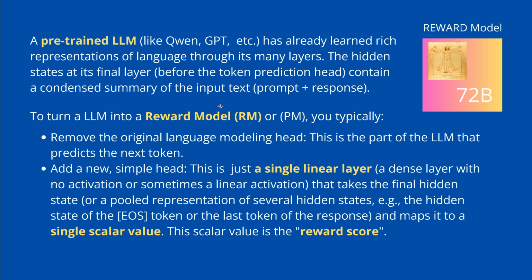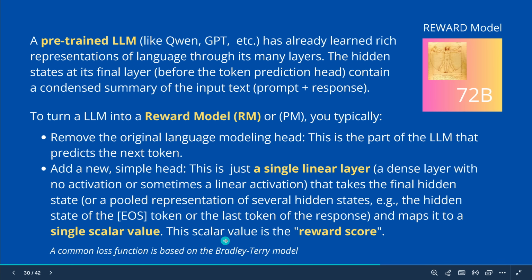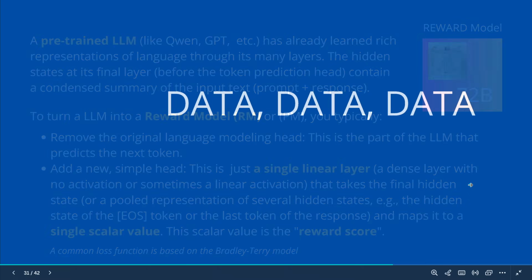It's so simple. You just remove the original language modeling head, the part of the LLM that predicts the next token. And at the end, you simply add a simple head, just a single linear layer, no activation, and it takes the final hidden state or a pooled representation of several hidden states and maps it into a single scalar value. And guess what? This scalar value is our reward score. As easy as that. A common loss function, as you see in the research paper that I recommended some minutes ago, is the Bradley-Terry model, but never mind, it's done.